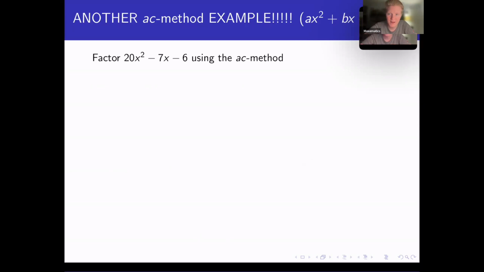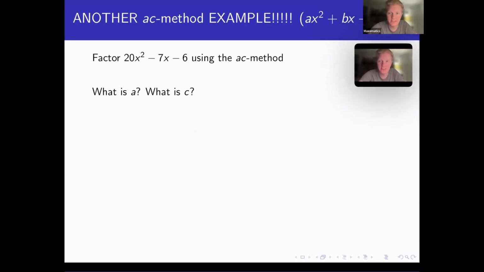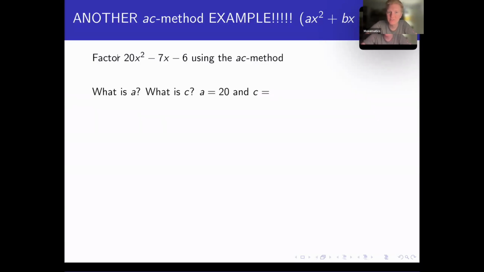20x squared minus 7x minus 6. Okay. What is A? What is C? A, again, attached to the x squared term. I think my camera might be covering it. That's okay. A is 20 and C is negative 6. So A times C is negative 120. Find factors of negative 120 that add to B, negative 7.